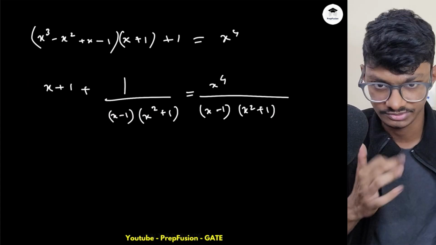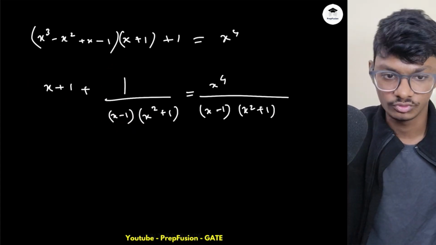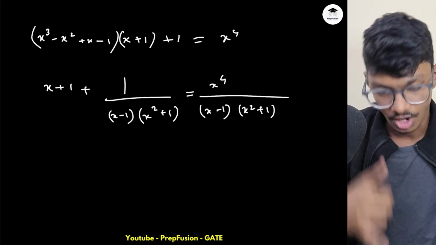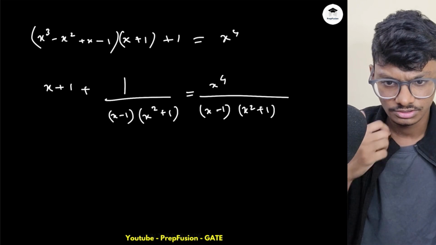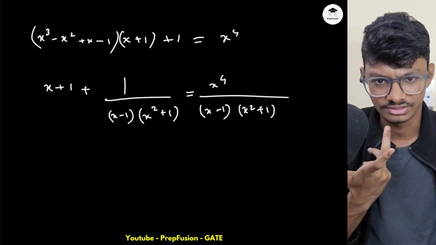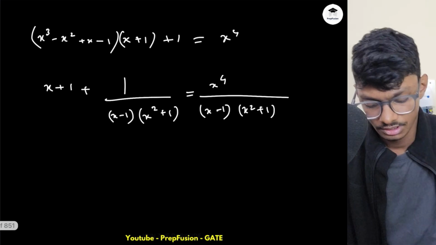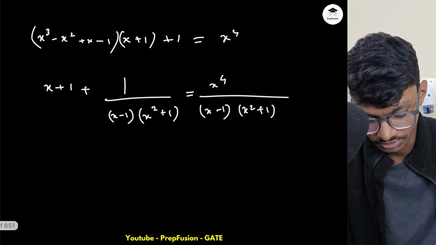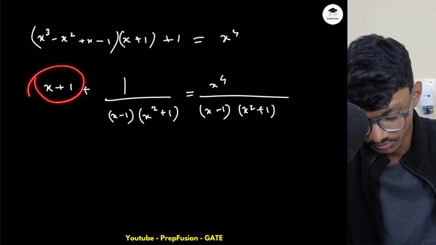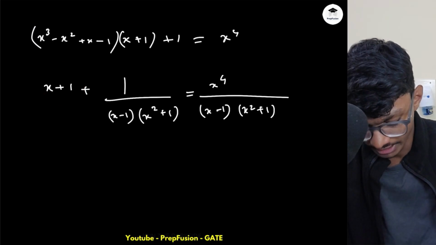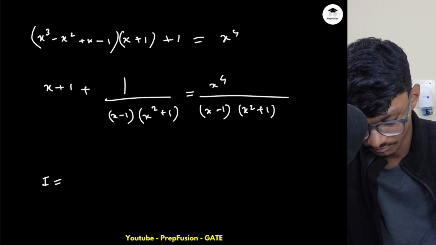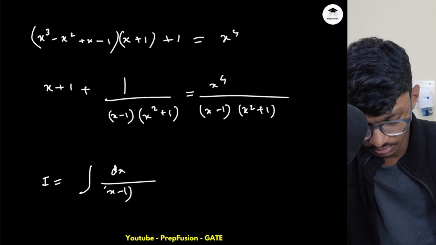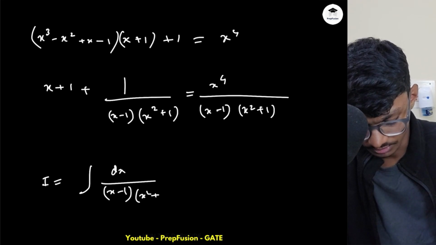The integration of x plus 1 is very simple. The integration of this is with partial fractions. For how to solve this, we'll do this in the next lecture. Okay, but we can solve this right now anyways. So what do you do now? Let's come to complex poles. For a complex pole, or when you have higher order poles, this one is easier to solve. Let's solve this I. I have named my I as this. I is equal to the integration of dx over x minus 1 into x square plus 1.